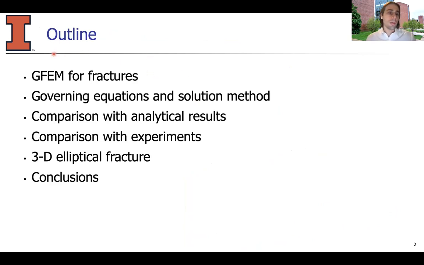In the outline, I will talk quickly about GFEM for fractures, the governing equations and solution method, comparison with analytical results and experiments, and lastly, a more complicated example.